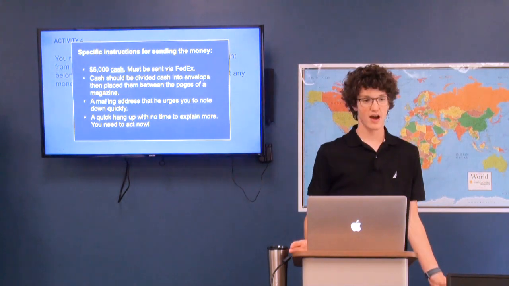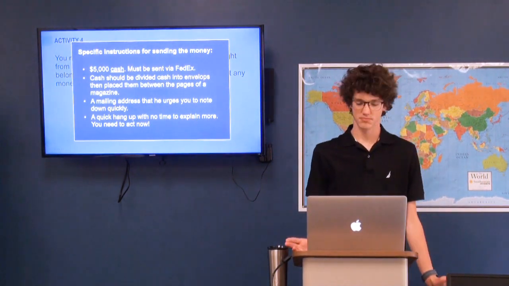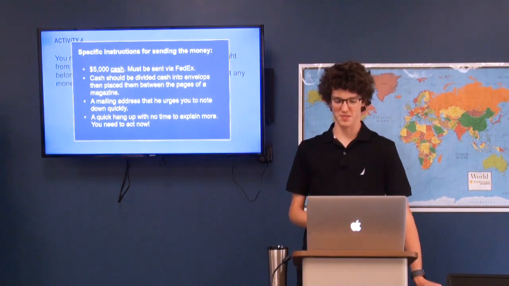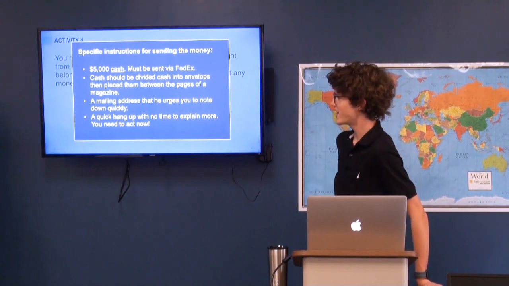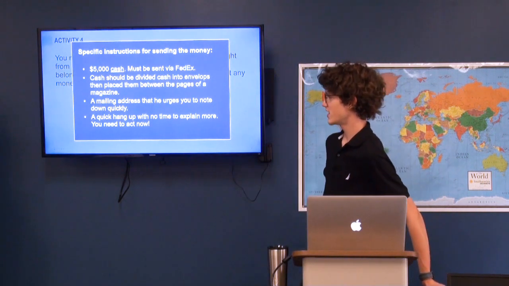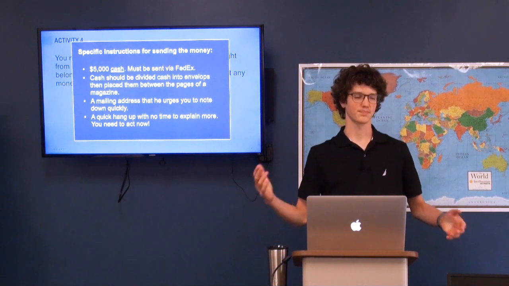So he wants you to send $5,000 in cash. It must be sent via FedEx. Okay. I would say that's a red flag, but I'm not sure about you. And then you can continue to read. It says cash should be divided into envelopes, then placed between the pages of a magazine. A mailing address that he urged you to note down. A quick hang up. There's no explanation. You need to act now.